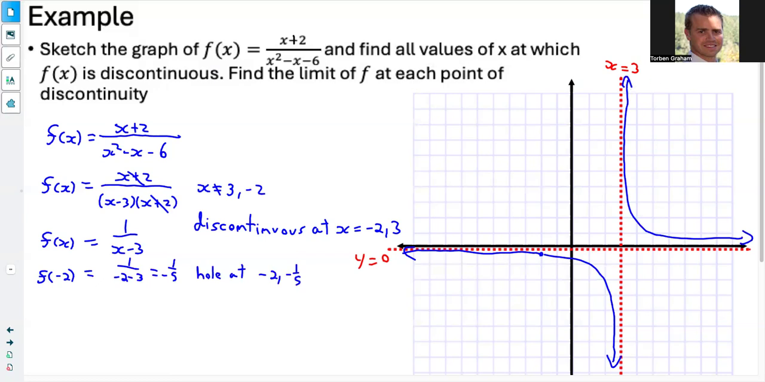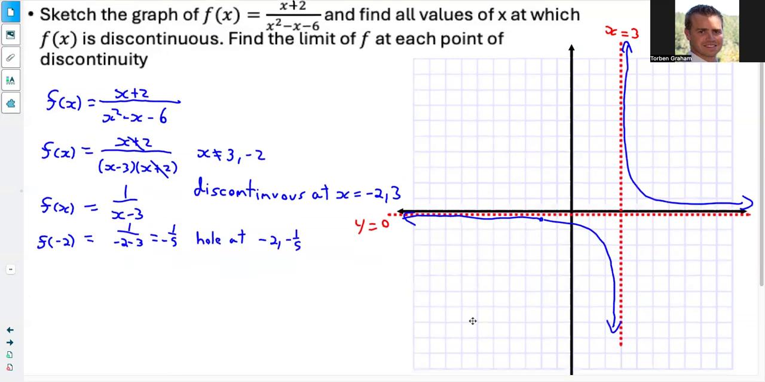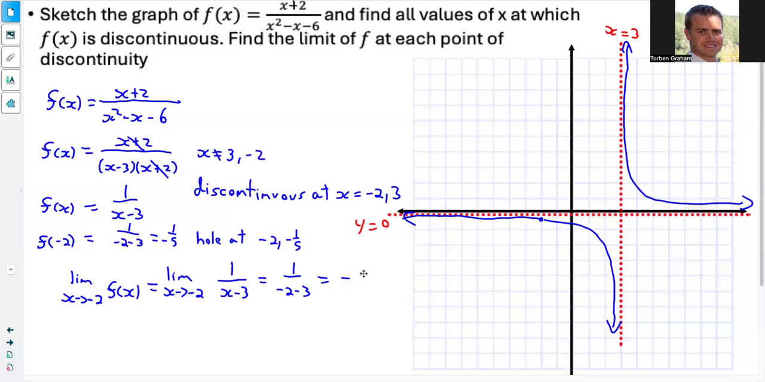Now we want to find the limit of f at each point of discontinuity. So our limit as x approaches negative 2 of f of x would be our limit as x approaches negative 2 of our function that's remaining here, so of 1 over x minus 3. That'd be 1 over -2 minus 3, so -1/5.